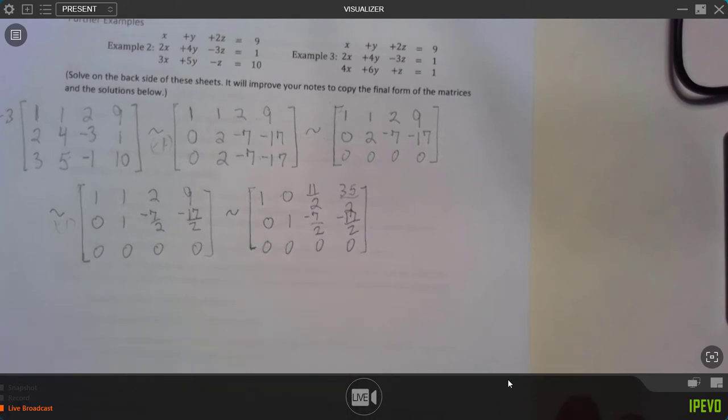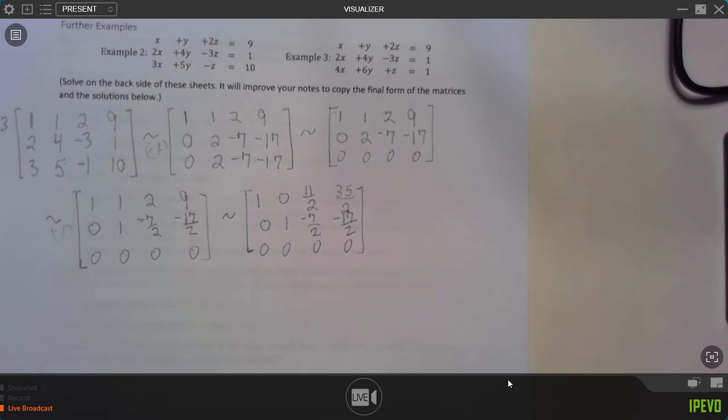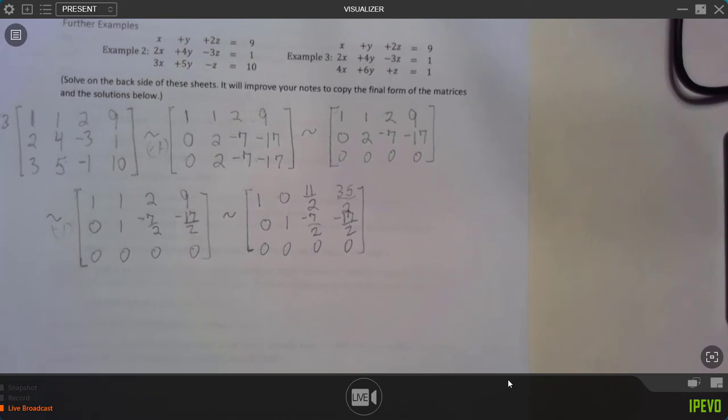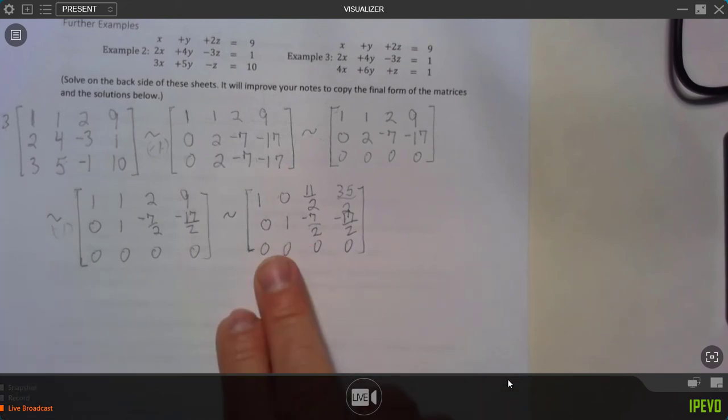Now, when this happens, it is not disaster. We are still going to be able to solve this system, but it's going to be easier to see why I do what I do if I take a couple extra steps. So I'm just going to take a couple of steps here that eventually you'll be able to skip, but it makes the explanation a lot simpler.